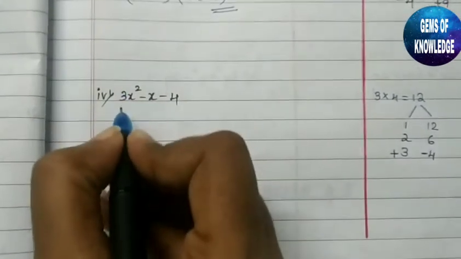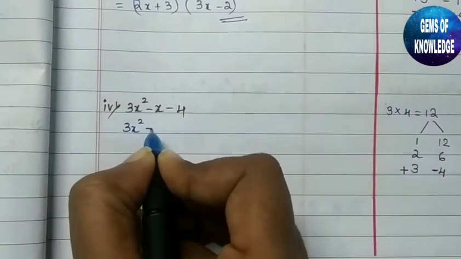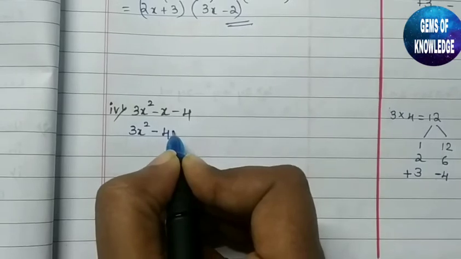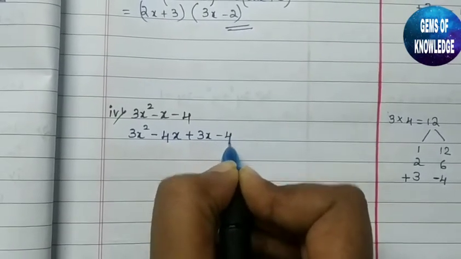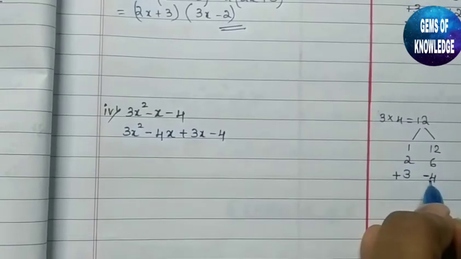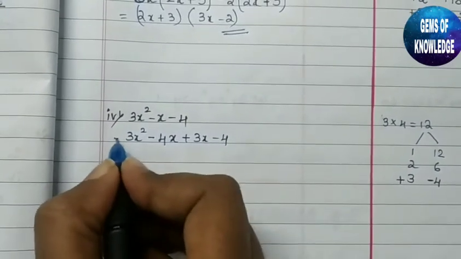So what we are getting, how can we write here? We are getting 3x square minus 4x plus 3x minus 4. Okay, so what you need to write? Minus 4x plus 3x minus 4. So what we are getting?